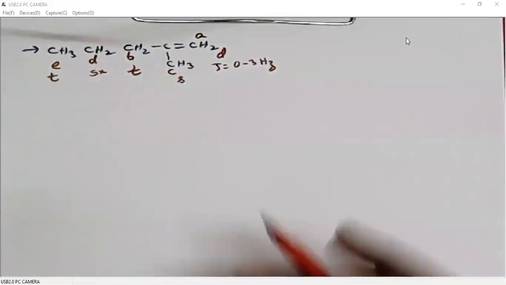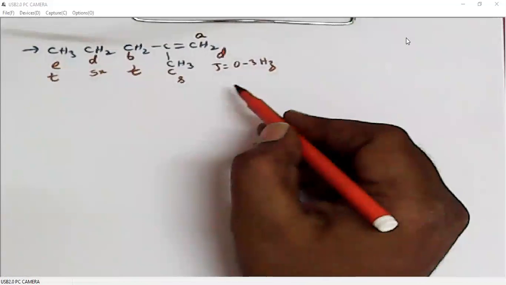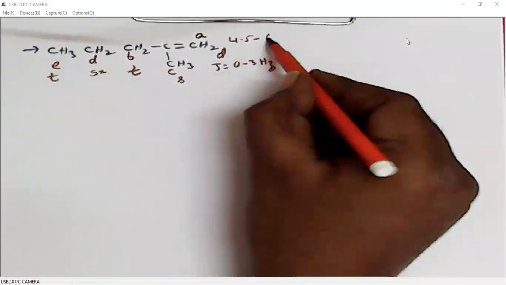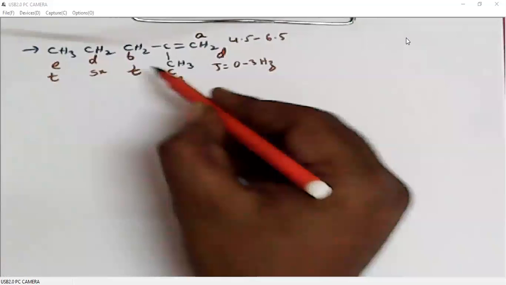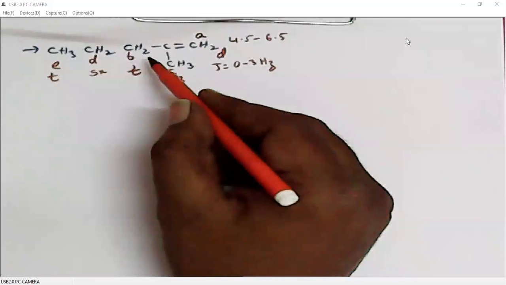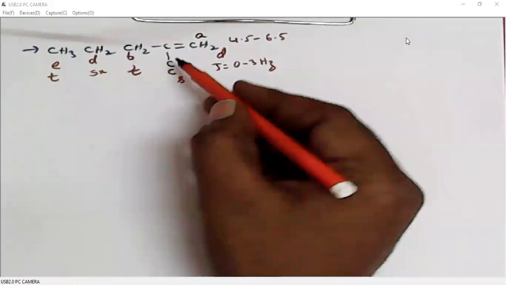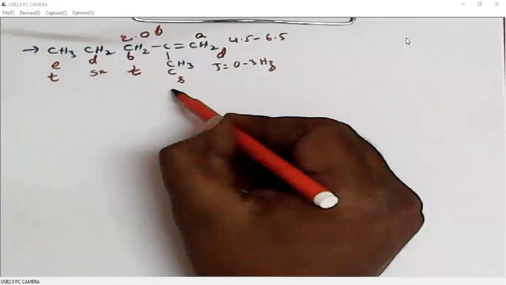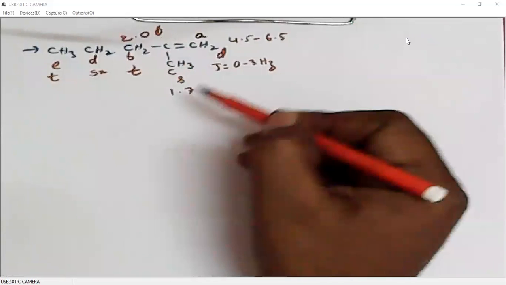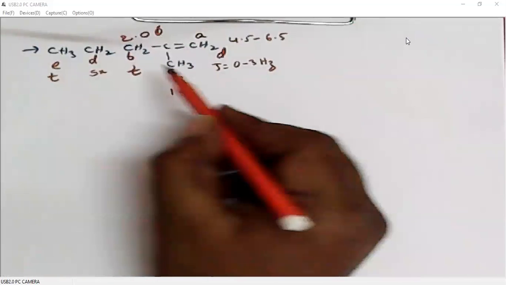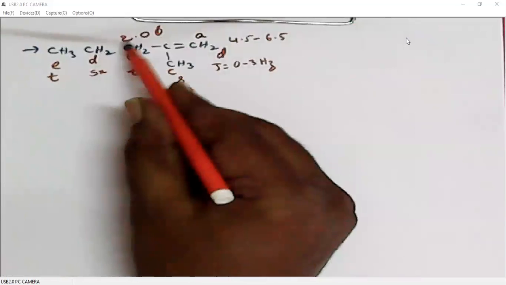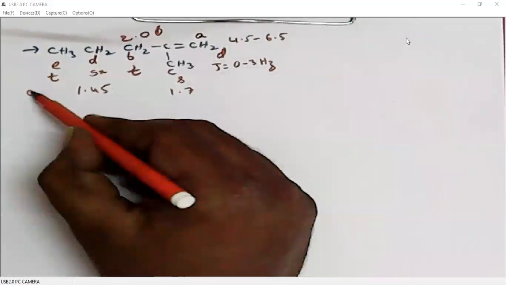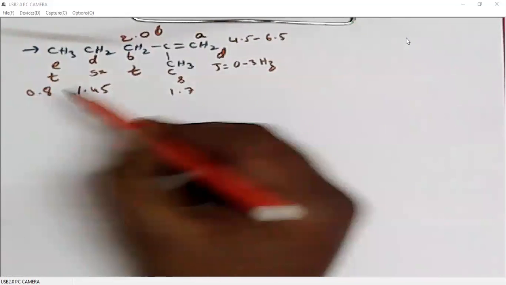Now we can also predict the approximate delta values. Generally, alkene protons will appear between 4.5 to 6.5 ppm. Then allylic systems will appear around 2. In this case, I will give the exact values. It appears at 2.06. It appears at 1.7. Then we can decrease the delta value further. It will appear at 1.45. It will appear at 0.8. So we can decrease the value further and further.